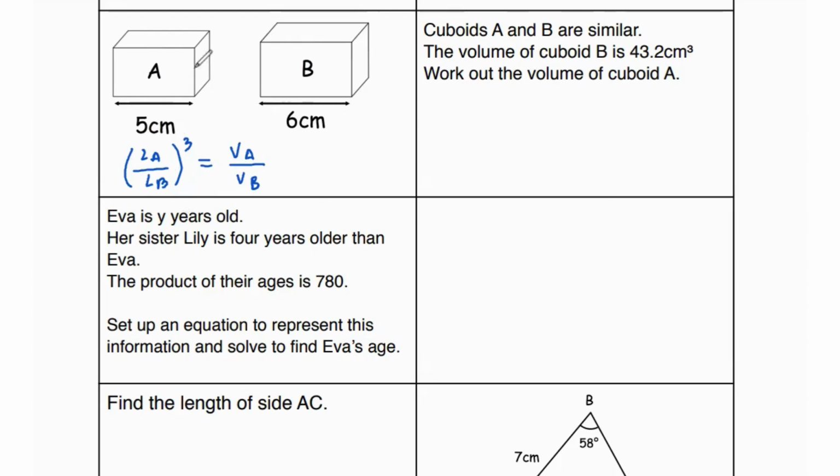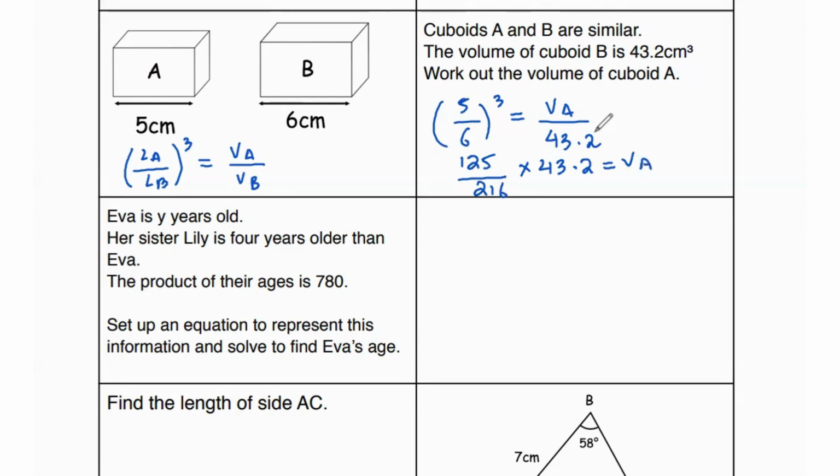So now since we have the formula, we're going to just substitute the values. It's going to be 5 over 6 cubed equals volume of A over 43.2. So 5 cube over 6 cube is basically equal to 125 over 216, times 43.2, cross multiplying to make volume of A the subject. So when you divide 125 by 216 and multiply that by 43.2, what we get is 25 centimeter cube. That is volume A. That's the final answer.